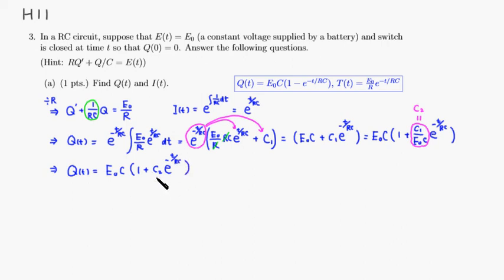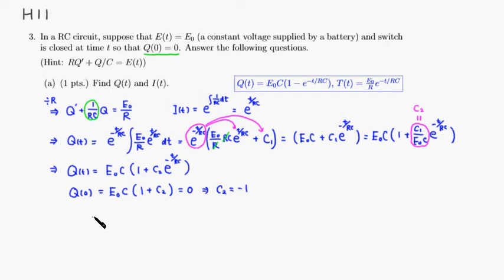Right? So we need to find the C2. So we can use this initial condition here. Right? So we can plug in 0 for t. Then you see that if you plug in 0 here, it's going to be 1. So E0 C times 1 plus C2 times 1. So this is supposed to be equal to 0. All right, so which means that C2 must be negative 1. Right, C2 is supposed to be negative 1.